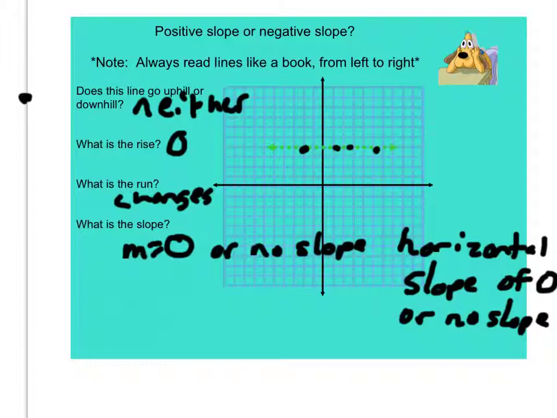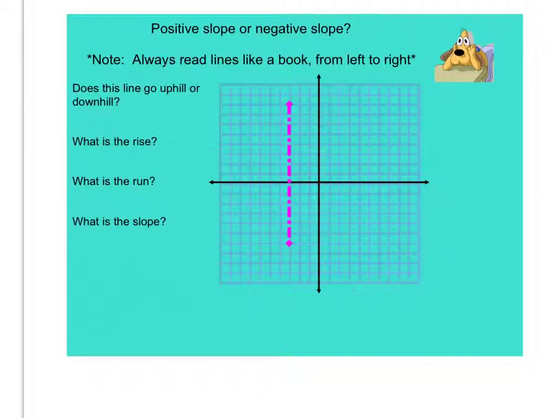Let's go on to another type of line. Let's look at vertical lines now. Again, let's look at this vertical line I've got. This is a straight up and down line. Does it go uphill or downhill? Well, let's pick 2 points on the line. Does it go uphill or downhill? Well, it depends. If I start at the bottom point, it goes uphill, and if I start at this point, it goes downhill. So really, it goes neither. It's not uphill or downhill.